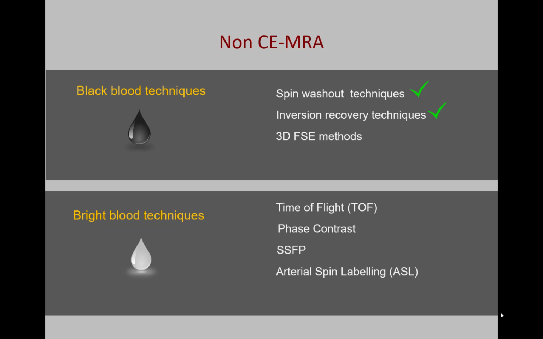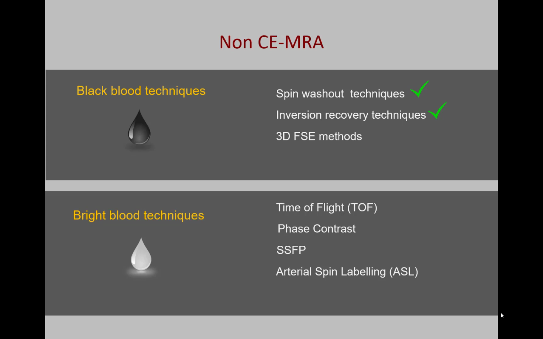So that brings us to the third and final one we will look at in this video, which is a 3D fast spin echo approach to black blood. Now, the black blood element of this is fairly complex, so I'm not going to overly labor it. I'll describe it quickly at the end.